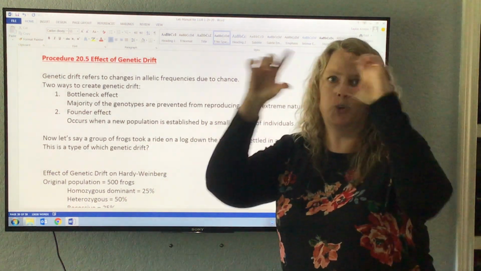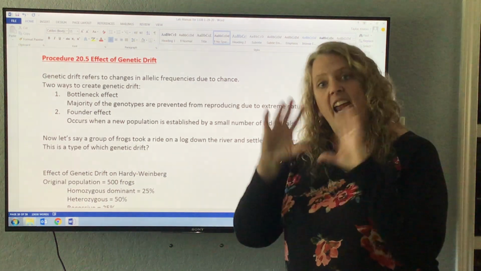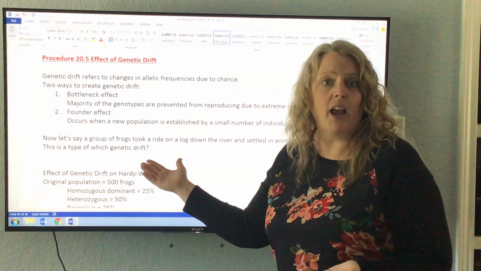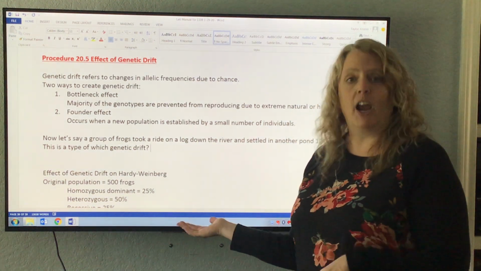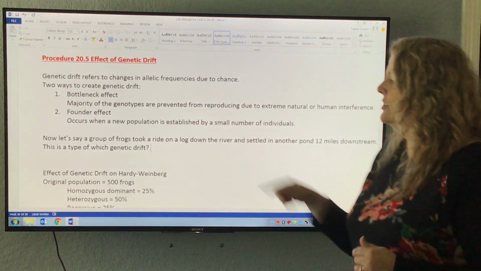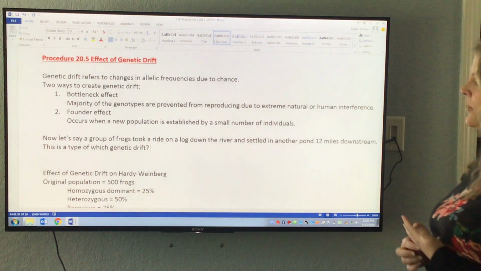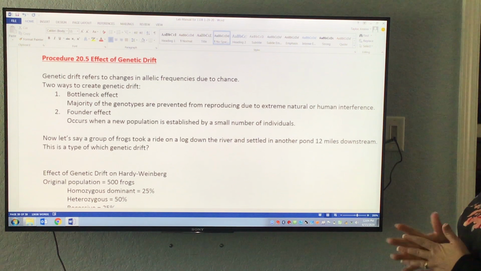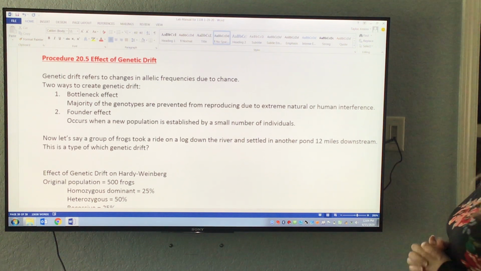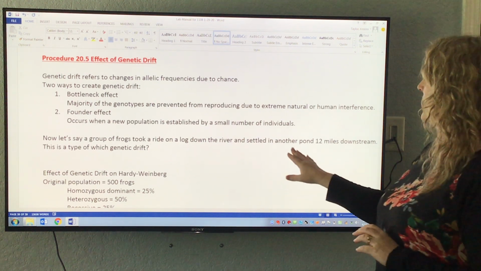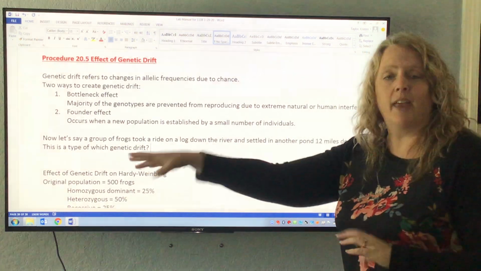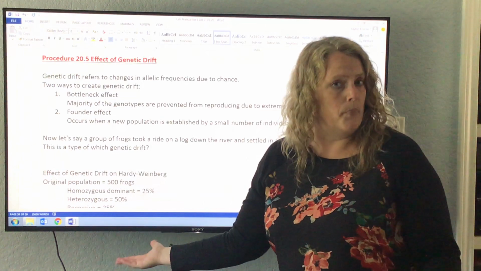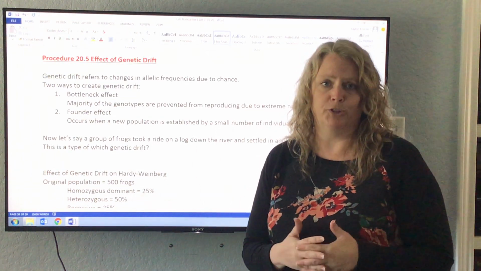So I give you a little short paragraph of a scenario, and you would have to tell me, is this bottleneck or is it founder? Okay? All right, so let's take a look at the problem. Let's say a group of frogs took a ride on a log down the river, and they settled in another pond 12 miles away from the main population. Okay, so is this bottleneck or founder?